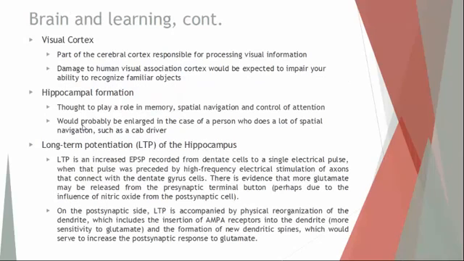And next, we'll move on to brain and learning. The visual cortex, we've talked about this earlier. It's the part of the cerebral cortex that's responsible for processing visual information. So damage to the visual association cortex is expected to impair your ability to recognize familiar objects. So things that are very common, like a book or a ball or a pencil, you are still able to physically see those items, but you can't associate them with what they are. You can't identify them because you can't associate, well, what I'm looking at is a ball, a pencil, a book. So you're still able to see them, but you just can't identify them.